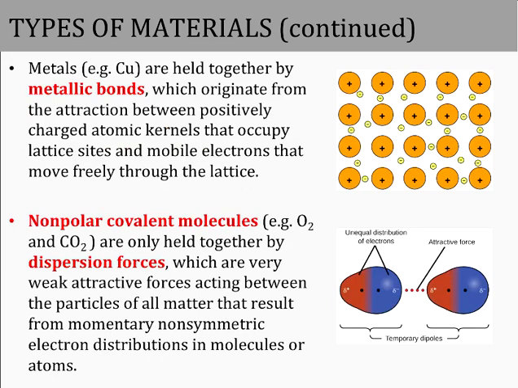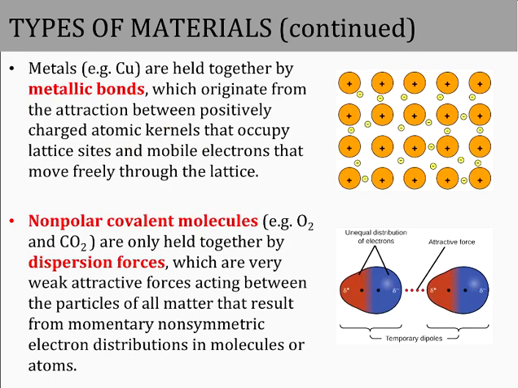Now, metals are held together by metallic bonds, and this originates from the attraction between positively charged atomic kernels that occupy lattice sites and mobile electrons that move freely through the lattice.